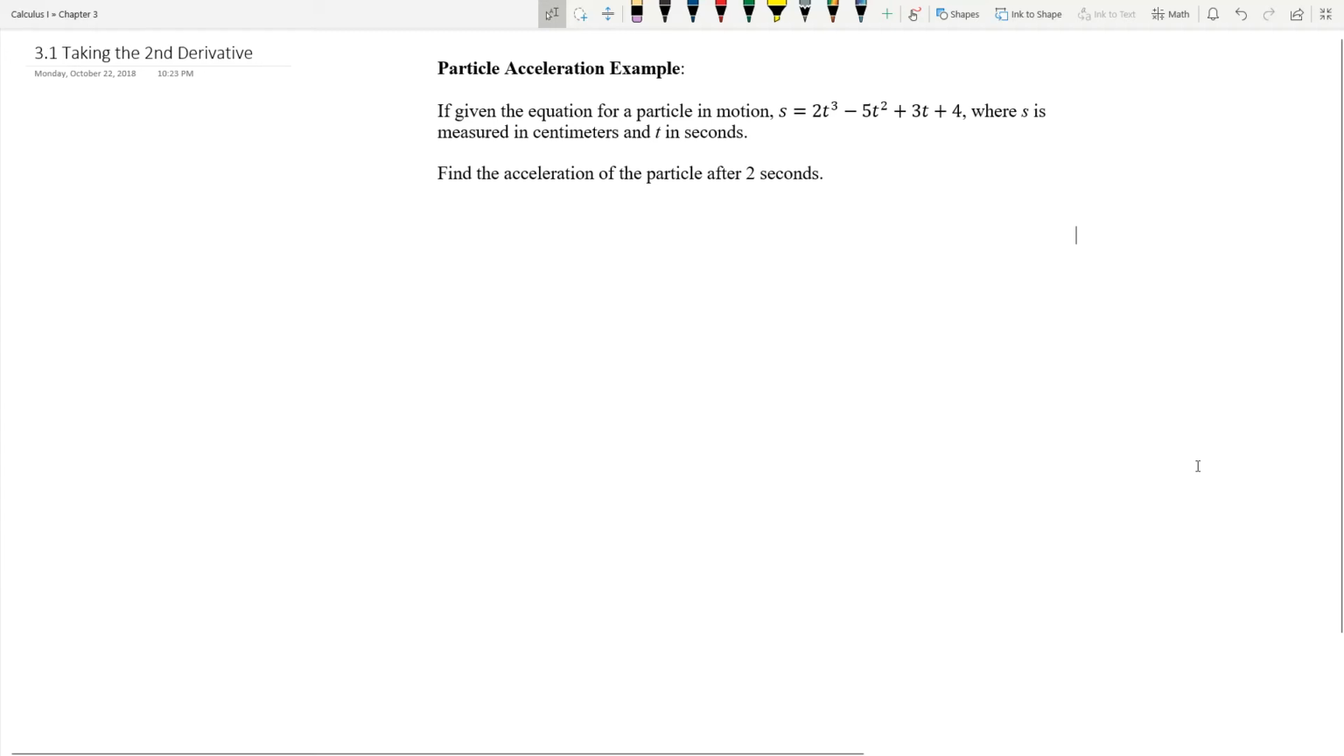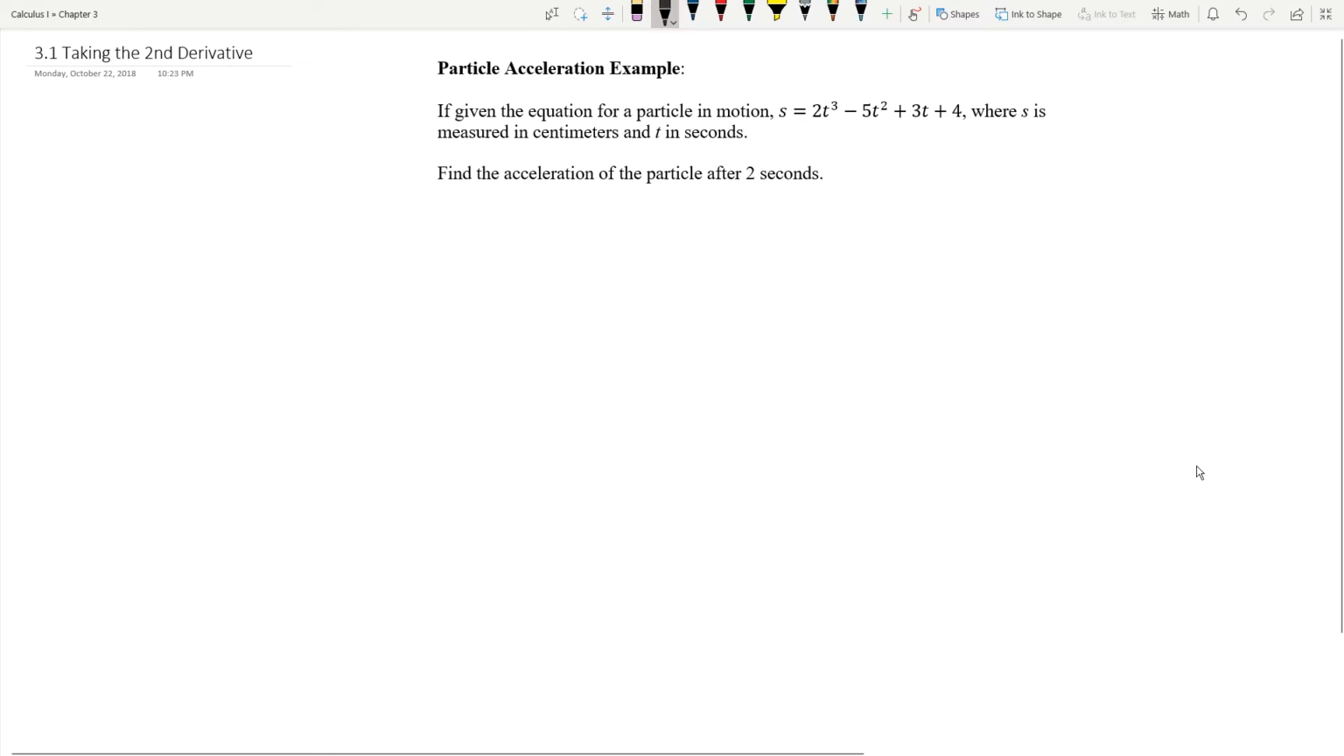So we're asked to find, from an equation for a particle, the acceleration of the particle after 2 seconds. And essentially what it's asking is, if you recall, for any object in motion, the first derivative is velocity. The second derivative is acceleration. So they're asking us to find the acceleration of a particle after 2 seconds, or essentially exactly at 2 seconds.